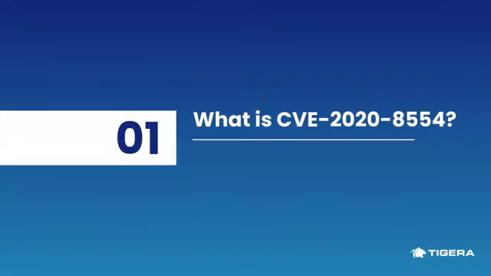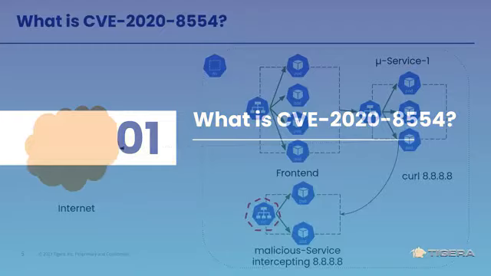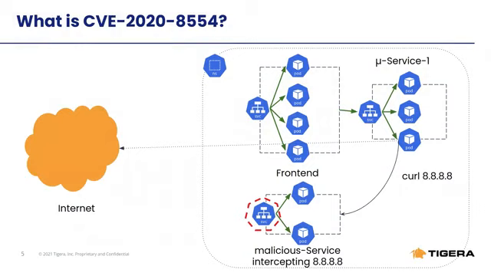So what is this particular CVE? Usually when you are in the cloud world and you are running a Kubernetes cluster, your cluster looks something like this. There are multiple services in your cluster. There is a front-end service which is talking to other microservices like your backend, and those services are letting users from the internet talk to them. So what happens in this cluster is, let's say you have an attacker who has privileges to create a service or patch a service.